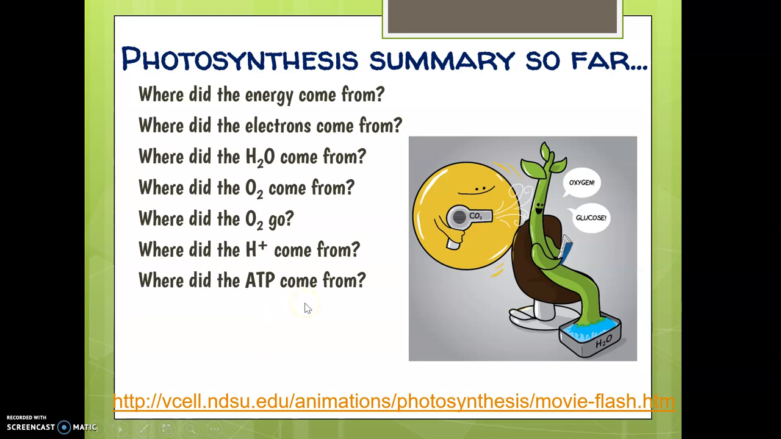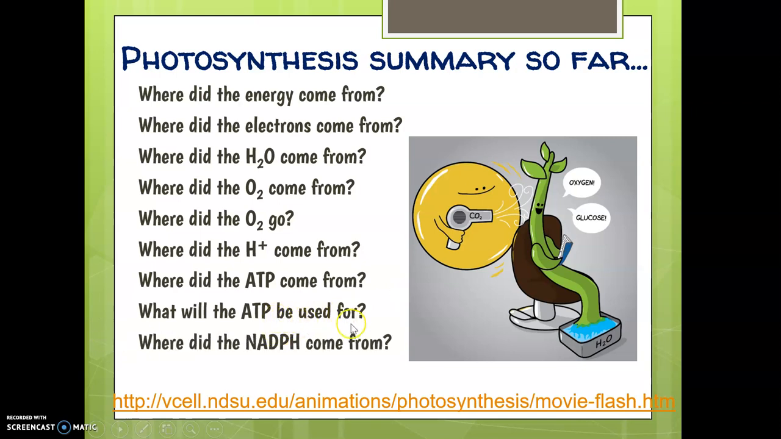Okay, so we take those electrons, and that releasing of the electrons releases our protons. So then our protons will then power up the ATP synthase so we can make our ATP. 18 in total and 12 NADPH. ATP will be used to make glucose. NADPH will be used to carry our electrons.